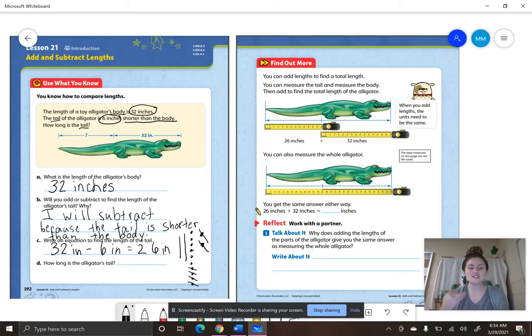How many inches long is the alligator's tail, Smarties? 26 inches.